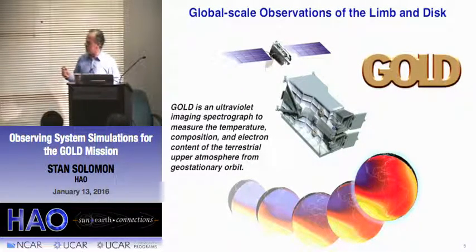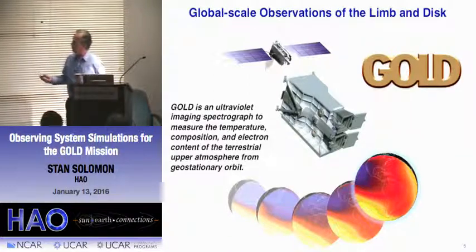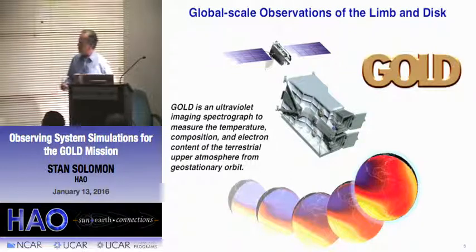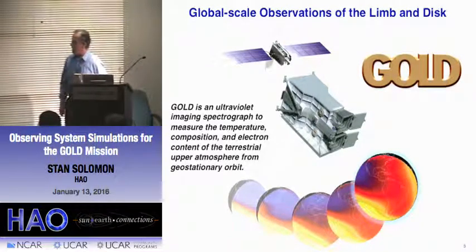The instrument that was selected is called GOLD, Global Scale Observations of the Limb and Disk. It's an ultraviolet imaging spectrograph, measures temperature, composition, electron content at night, as I mentioned, and it does it from geostationary orbit.